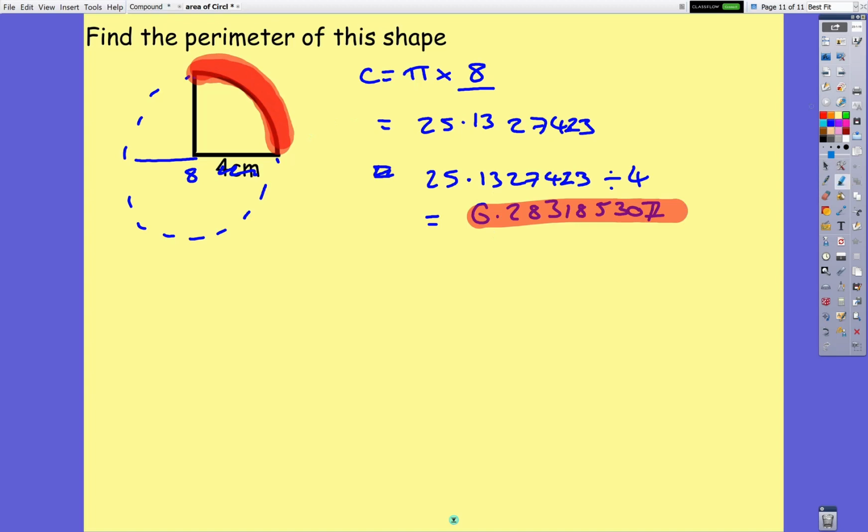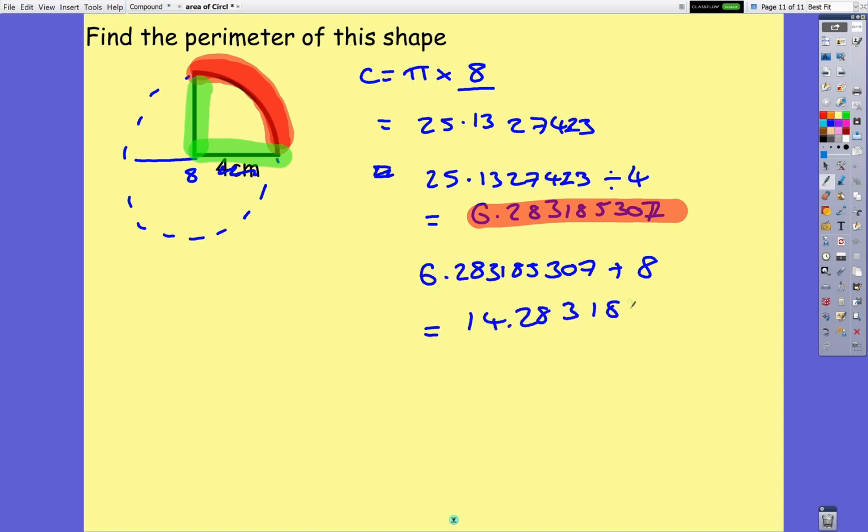If I choose my green, we need that part and that part. That's 4, but what length's up there? It's also a radius, also 4. So in total we've got another 8. So we've got 6.283185307 plus your 8, which equals 14.28318531. And don't forget centimeters. So 14.3 centimeters is the perimeter of just that shape there.